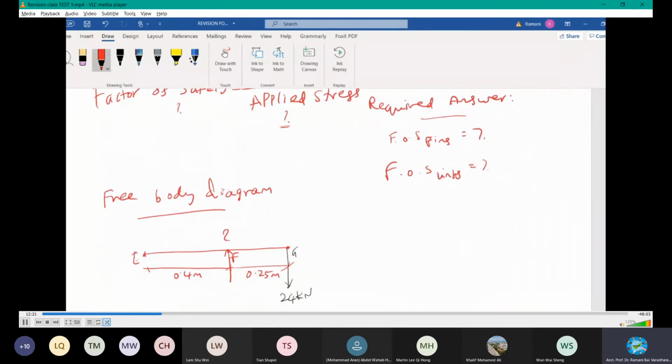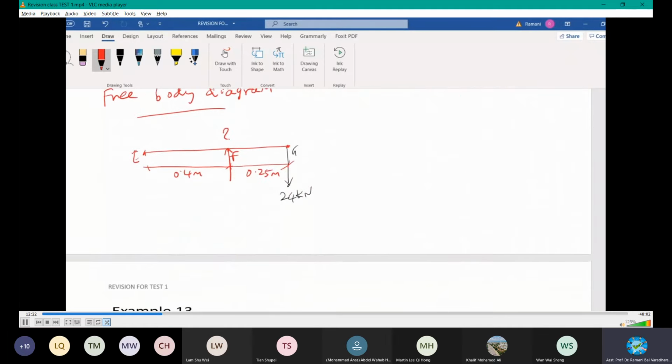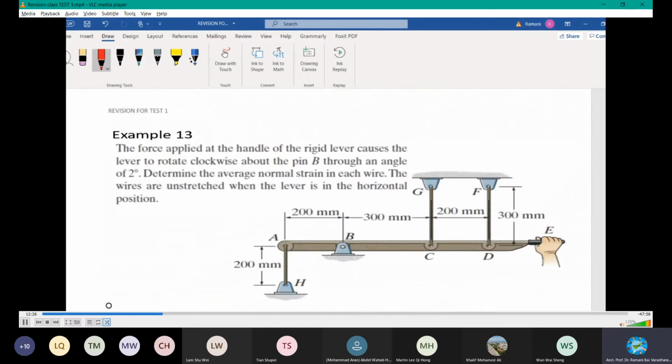Okay. Who is jumping here and there? Right? We are here.